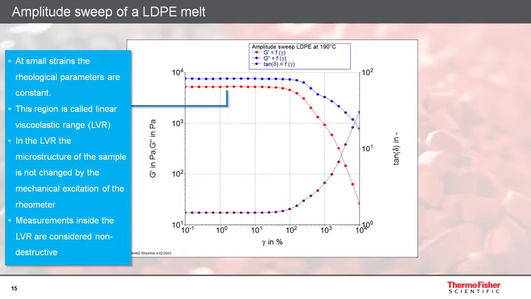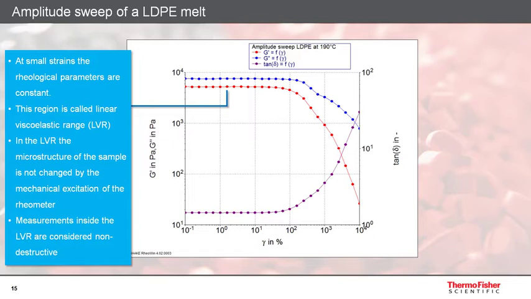This region is the so-called linear viscoelastic range. In this range, the applied strain values are so small that the microstructure of the sample is not changing and the measurement is considered non-destructive.